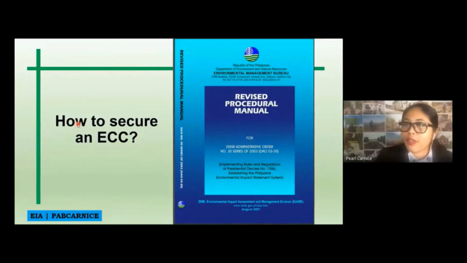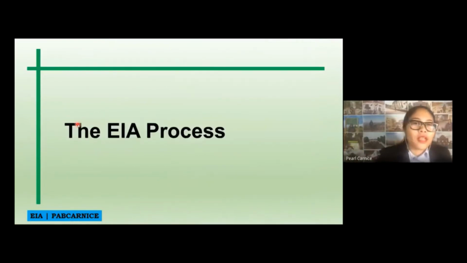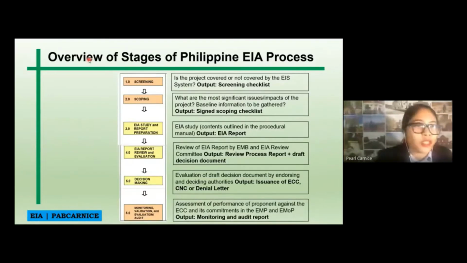As you know, I already shared with you the revised procedural manual, in which I am assuming that you already scanned through DAO 30 2003. The EIA process and all the information that you need with the EIA system, or for securing an ECC, is actually in that manual. So what is the EIA process in the Philippines? This is an overview of the EIA process in the Philippines.